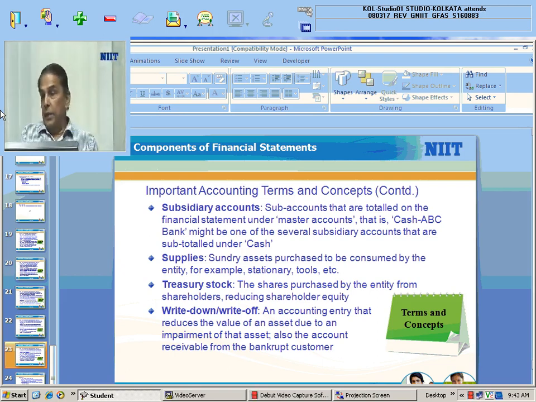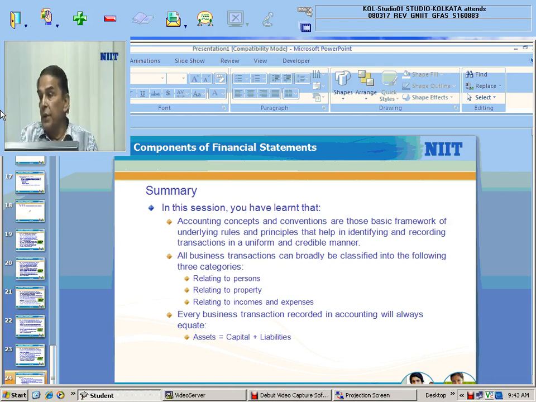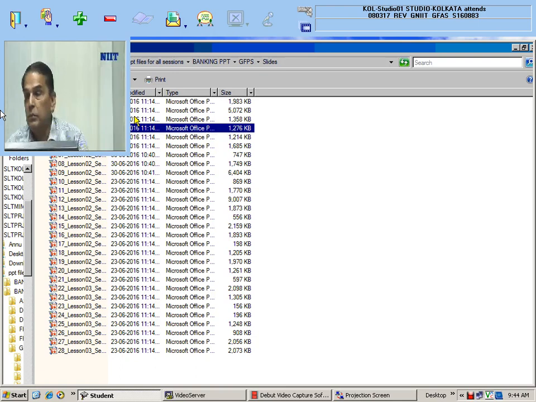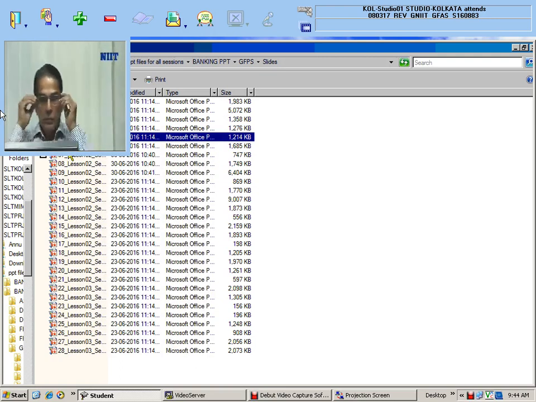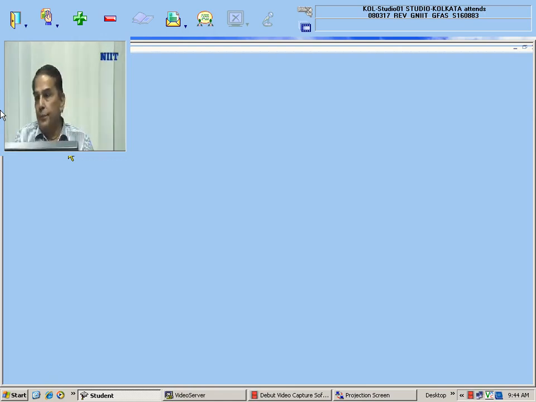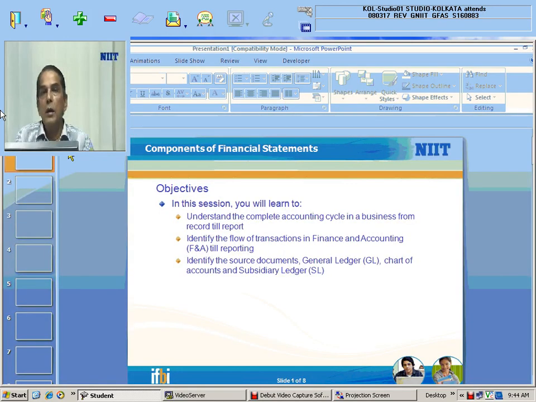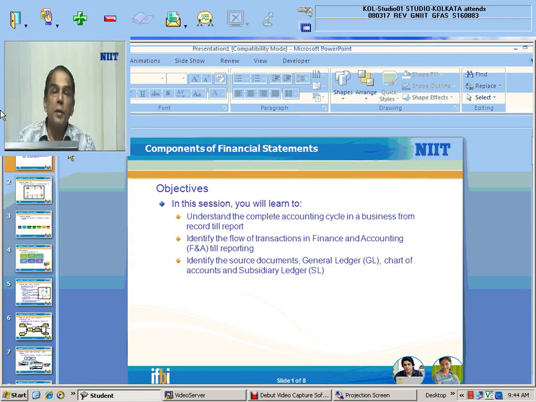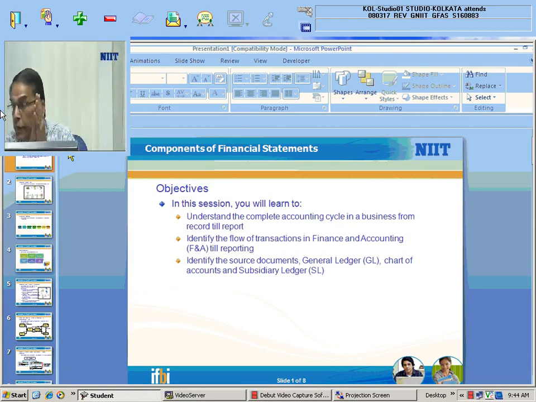So we discussed some of the accounting concepts, conventions, and also some of the important terms. So next thing we'll talk about is components of financial statements. So when you talk about financial statement, what does financial statement comprise of? So we talk about the components of financial statement.